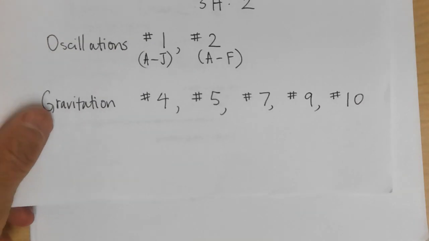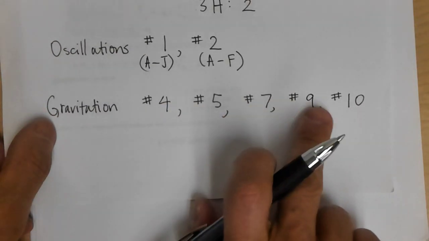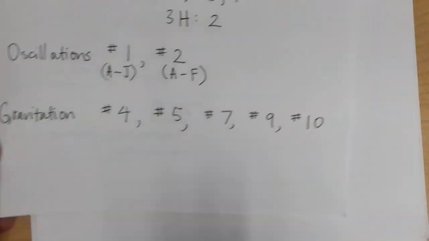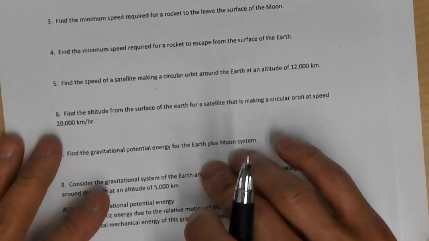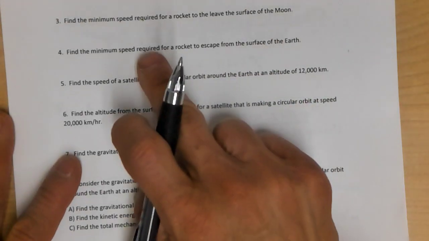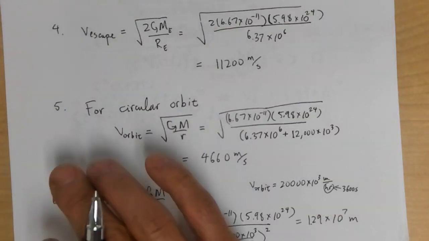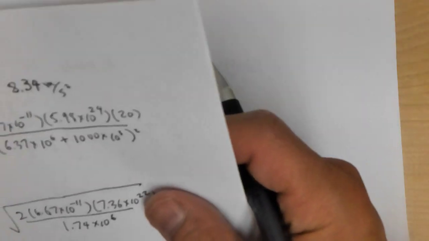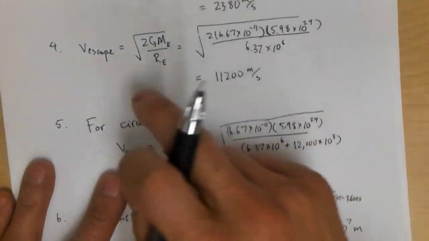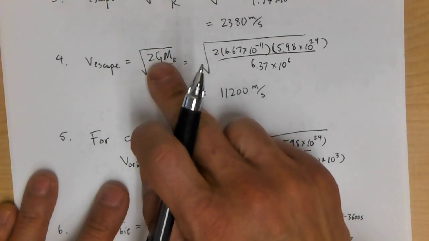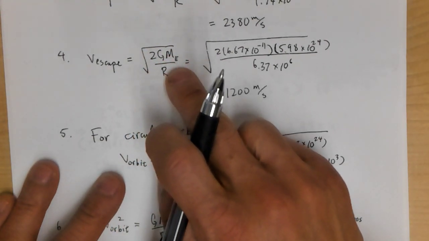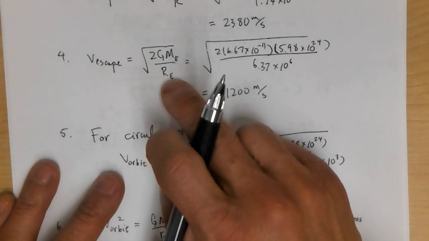Next problem, we go to gravitation. Numbers 4, 5, 7, 9, and 10. Start off with number 4. The minimum speed required for a rocket to escape from the surface of the Earth. So this is the escape speed. This is on the equation sheet. It's just going to be the square root of 2G times the mass of the Earth, over the radius of the Earth.